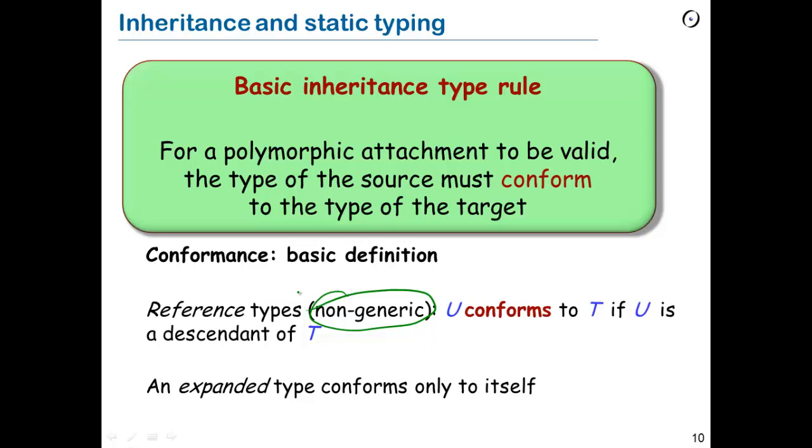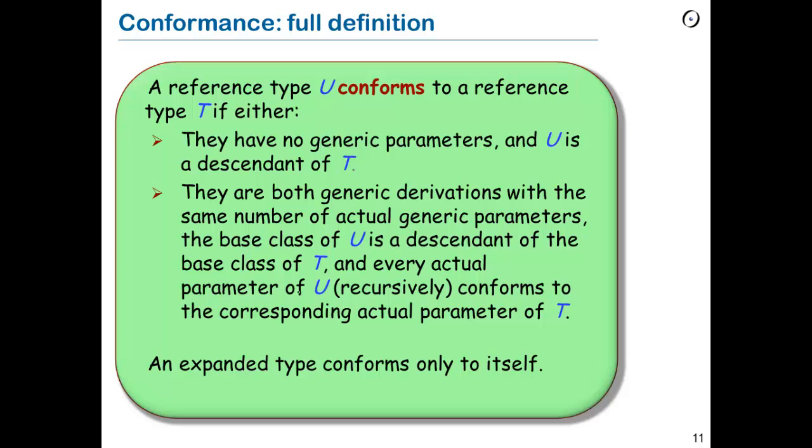Now, it turns out that in Eiffel there is a mechanism known as conversion, which makes it possible to convert an object of a certain type to an object of a different type. Like, for example, you have an integer and you want to treat it as a real number, a floating point number, you can do this, but this mechanism is not inheritance, it's something completely different. So for conformance, and in particular for polymorphism, we are only talking about reference types.